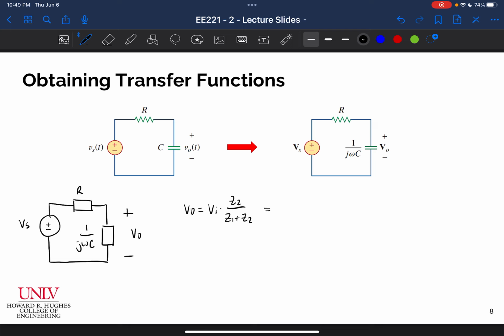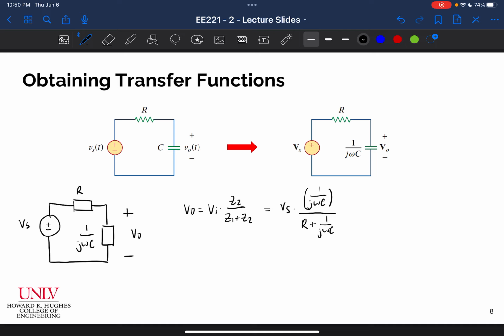We're going to do the same thing. It's going to be equal to V in, or in this case, it's going to be equal to Vs times the impedance of the second element, which is my capacitor. So I'll write 1 over J omega C, right? That's my Z2, divided by R, right? Plus 1 over J omega C.